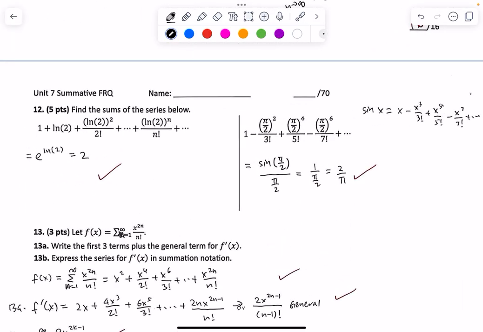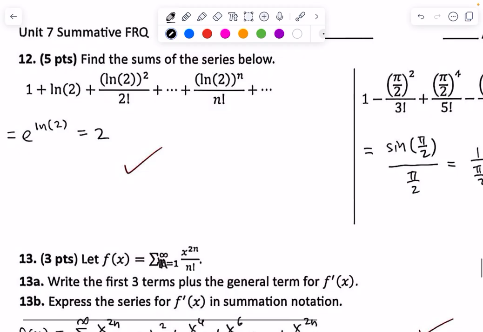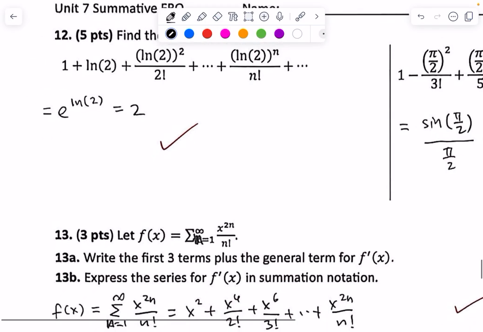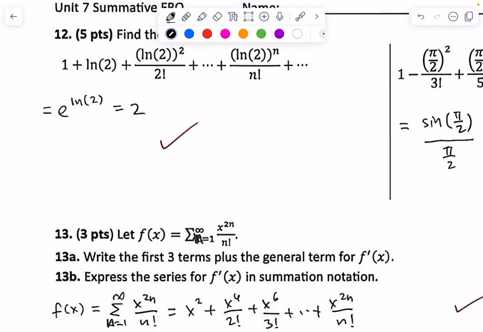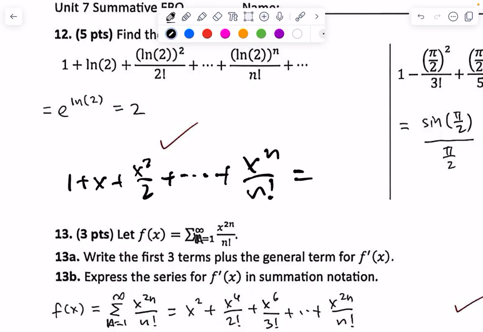All right, last page. Find the sums of the series. This requires some observation, but this is basically e to the x. Because 1 plus x plus x squared over 2 plus up to x to the n over n factorial is e to the x. This is just the definition of the polynomial expansion, the Maclaurin series.